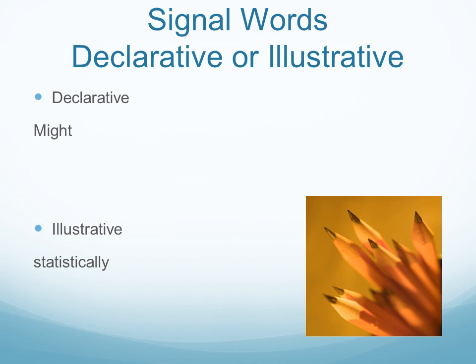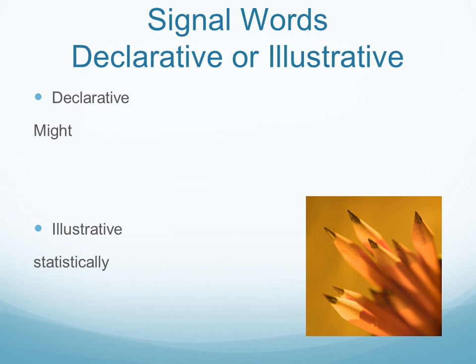Under illustrative, I have the word statistically. Now, I statistically have a high GPA. That is something that can be proven. I statistically did well on my exam. It can be proven. So those are two words that you'll want to make sure that you pay close attention to.